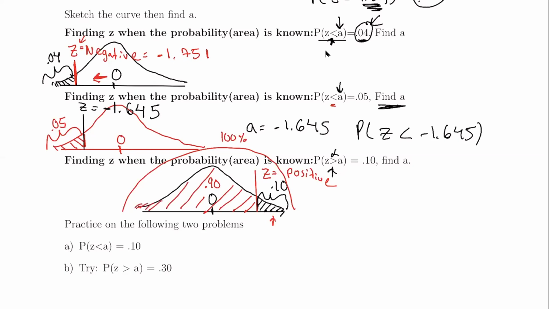Because the TI-83 doesn't know better. It is automatically assuming any area that you enter is always the area to the left-hand side. So if you put 0.10 as the area, you're going to get the wrong answer. Any question in regard to that before I transition over to the TI-83?